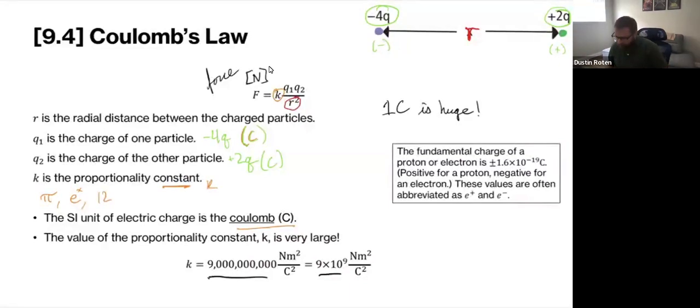So if we know that 1 Coulomb is huge, it makes sense when we look at the values of the charges of protons and electrons. So a proton, which is the fundamental positive charge, is plus 1.6 times 10 to the negative 19th. That's 1.6 with essentially like 19 zeros in front of it. It's tiny. So this is 1.6 times 10 to the negative 19th coulombs. Okay, so that's how weakly it's charged.